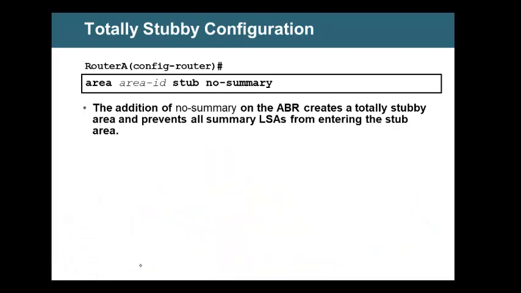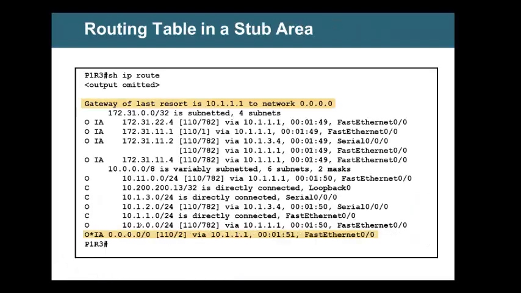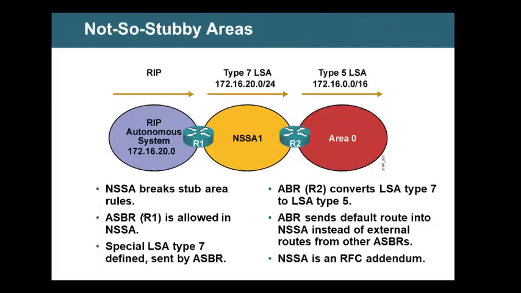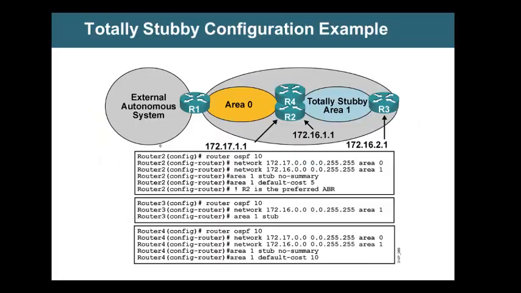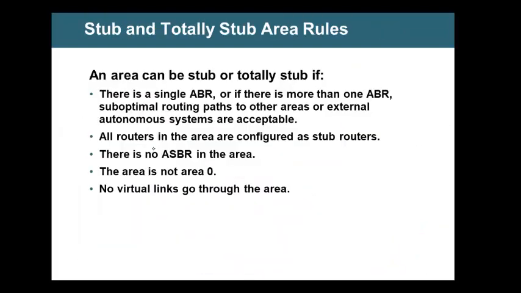Not so stubby area. I told you, now those rules that you learned are only for stub and totally stub, not for not so stubby area. These rules are not for not so stubby area and totally not so stubby area. But this rule is still the same for all four. Which rule? This rule: area 0 cannot be configured as any stub.